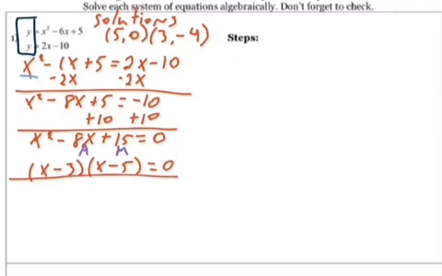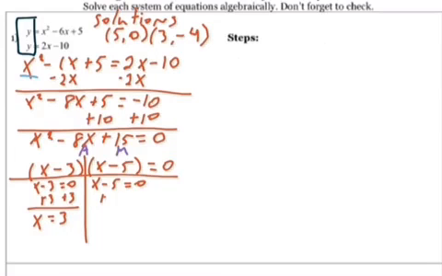Now you're going to make a t-chart and solve for x. x minus 3 equals 0. Add 3 to both sides. So x equals 3. And x minus 5 equals 0. Add 5 to both sides. And x is equal to 5. If you look at the solutions that you got from your calculator, you will see that x equals 5 and x equals 3. So far you've done the problem correct.